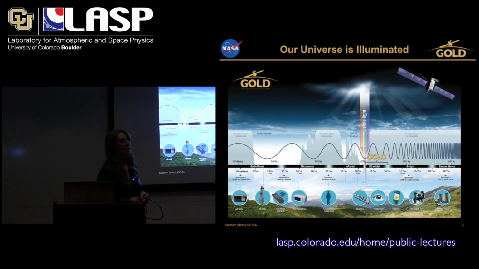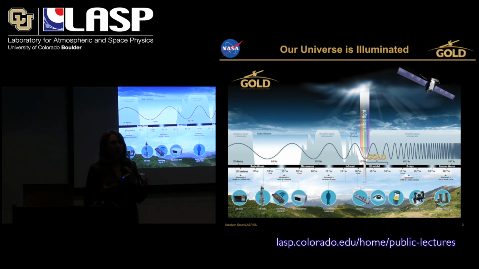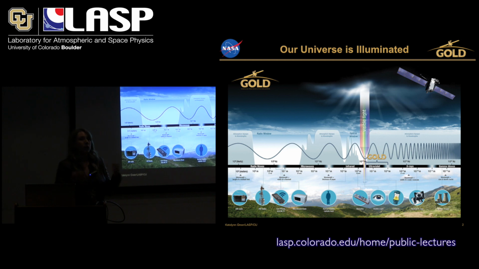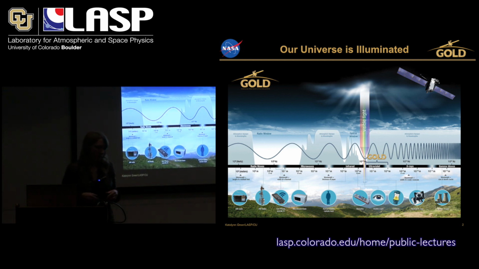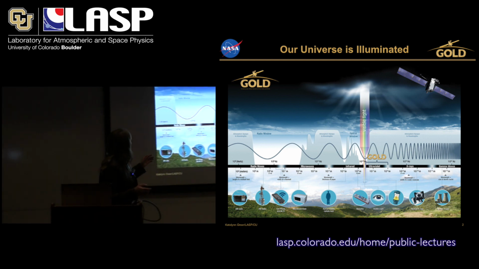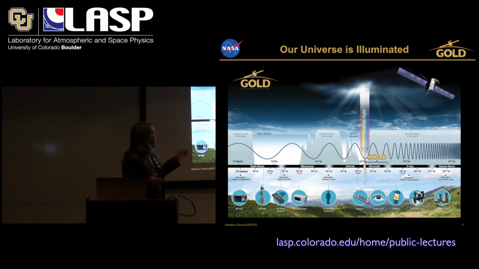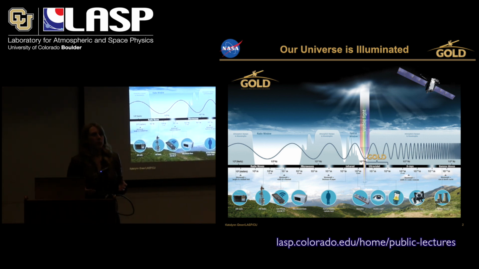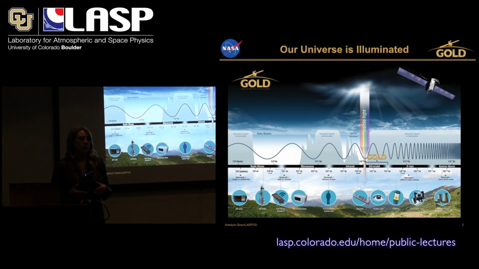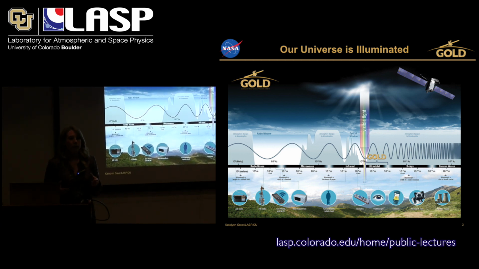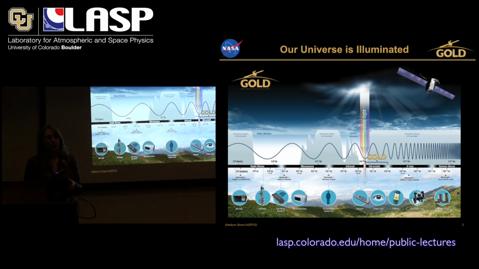So our universe is illuminated, and the light that we can see with our eyes is only a tiny fraction of the light that illuminates our universe. In fact, it's just a tiny part of the continuum of wavelengths, from radio waves, which span meters, down to gamma rays and X-rays. Basically, what I'm trying to tell you is light can be thought of as a wave, and waves have different wavelengths, and those different wavelengths have different properties.